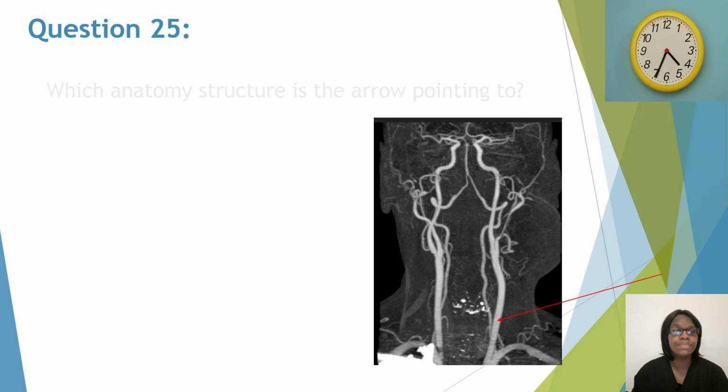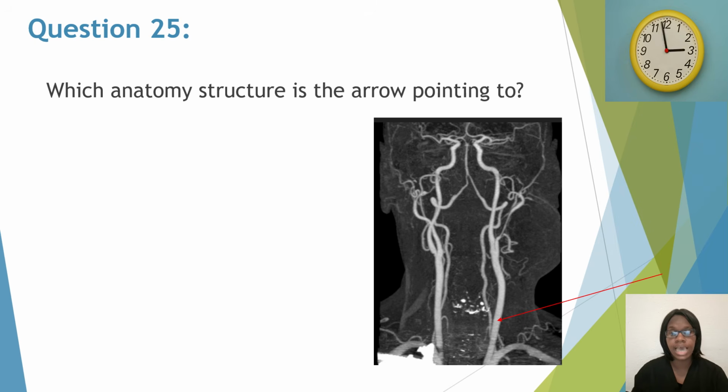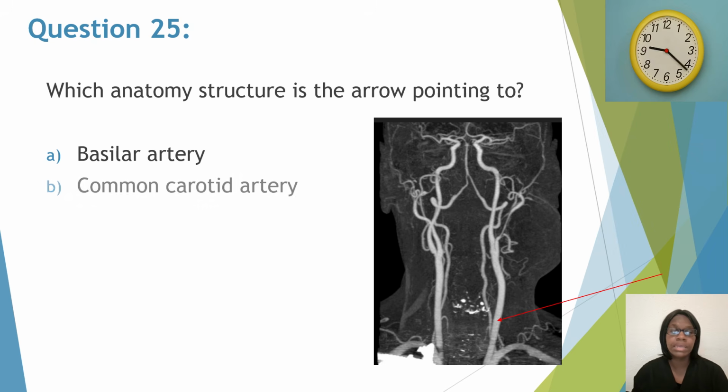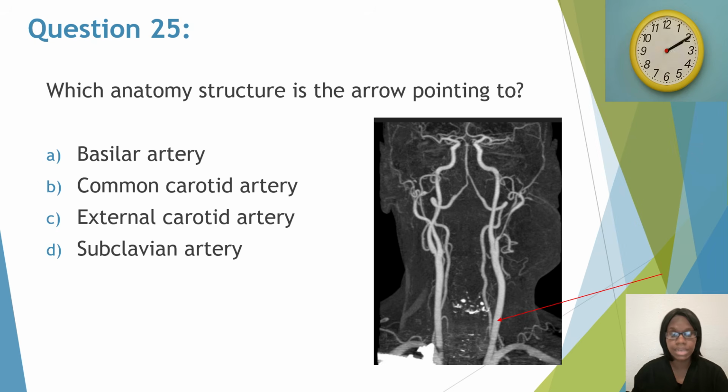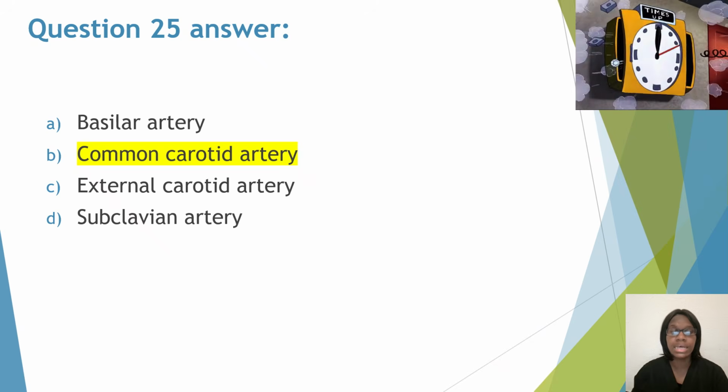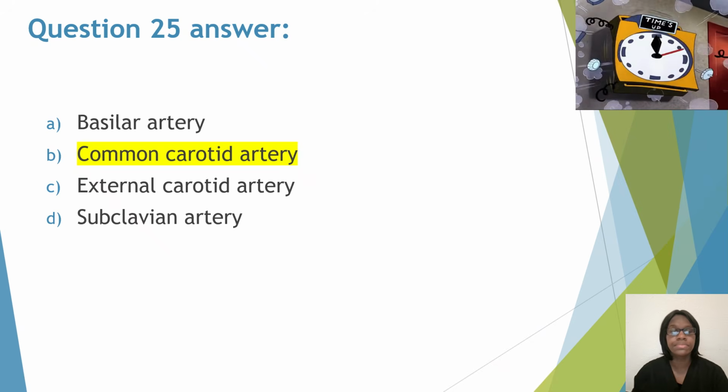Question 25. Which anatomy structure is the arrow pointing to? A, basilar artery. B, common carotid artery. C, external carotid artery. D, subclavian artery. All right, the correct answer is B, common carotid artery.